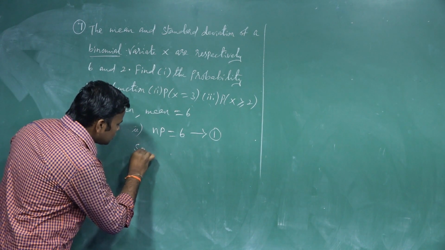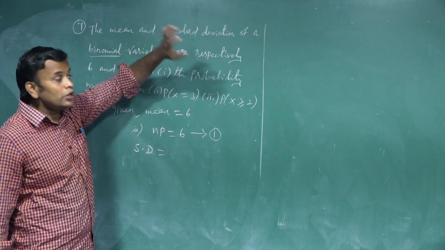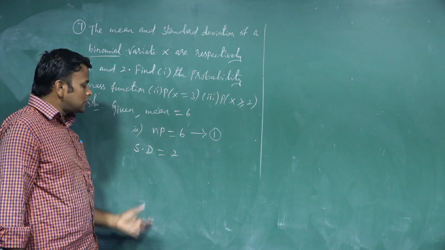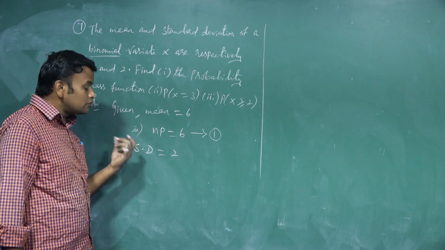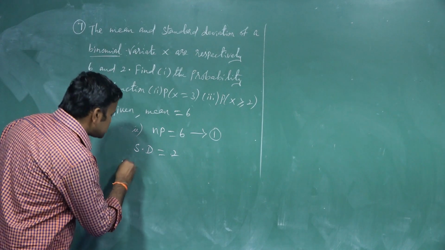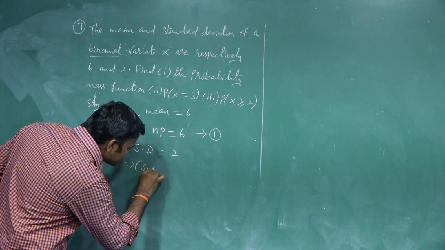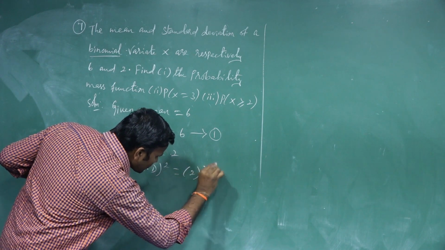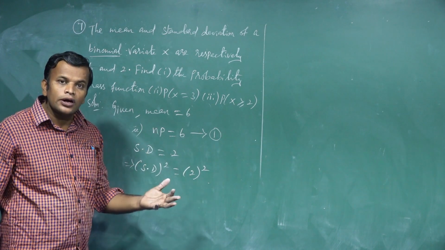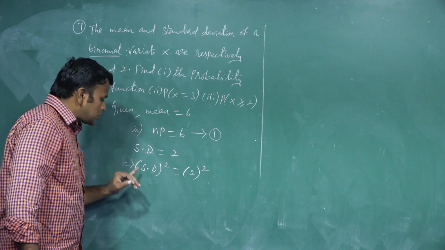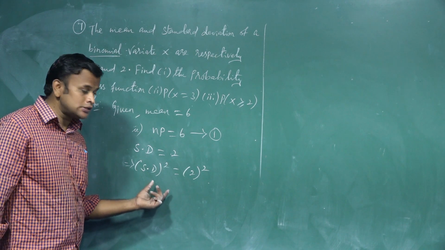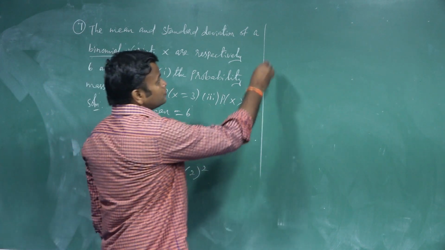Next, the standard deviation is given. It's not the variance, the standard deviation is given, and that value is 2. In 10th standard and also in 11th standard we saw that the square of the standard deviation is nothing but the variance, and the square root of the variance is the standard deviation. So the next step is taking the square on both sides. Standard deviation whole square is nothing but variance. So the variance value is 4.